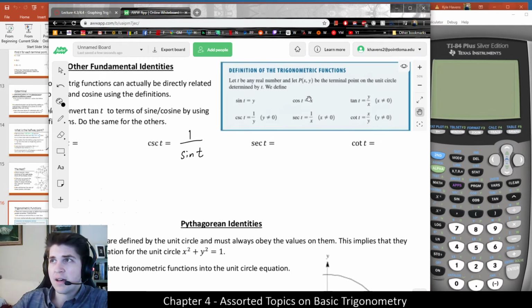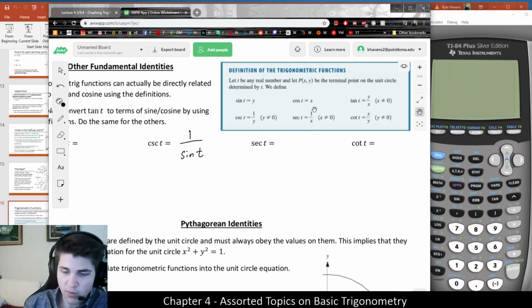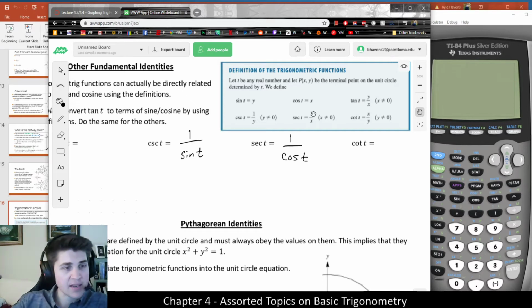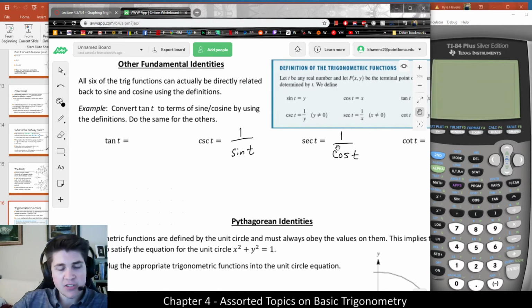Additionally, cosine was defined to be the x point on the unit circle related to the distance. Secant is the reciprocal of cosine. It's 1 over x. So another fundamental identity which stems from the definitions is that secant must be 1 over cosine of t. Again, this doesn't necessarily just apply to t, but any variable that you would throw into it. We just use t in the packet because I think it makes a lot of sense. But if it was secant of x, it would be 1 over cosine x, just like we were doing when we were graphing them. And then tangent was defined to be y over x.